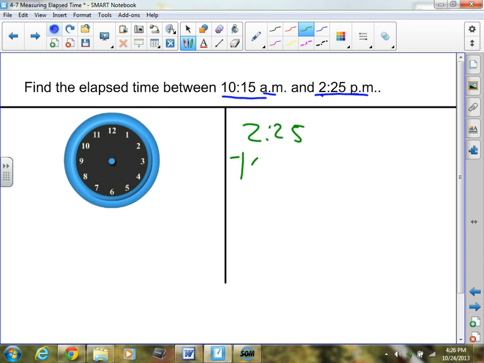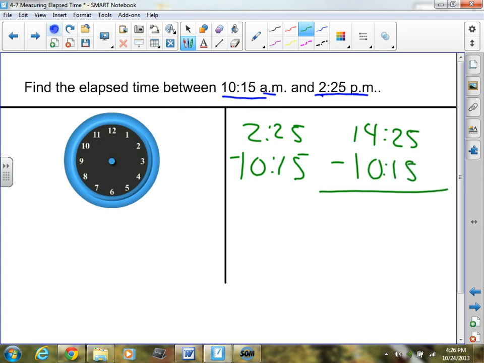2:25 minus 10:15. Well, obviously you can't do that, so you have to add 12 hours, so it can be 14:25 minus 10:15. Subtract, you're going to get 4 hours and 20 minutes. That's one way to do it. My suggested way would look like this.